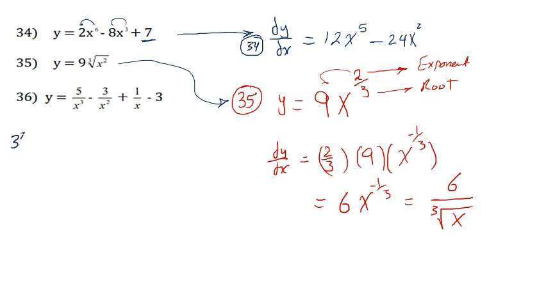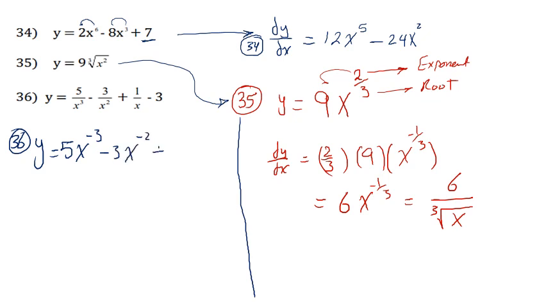Finally, question 36. I need first to write y in terms of x. So y is equal 5 x to the power of negative 3 minus 3 x to the power of negative 2 plus 1 x to the power of negative 1 minus 3. So I moved all the denominators with the positive power up with a negative power.